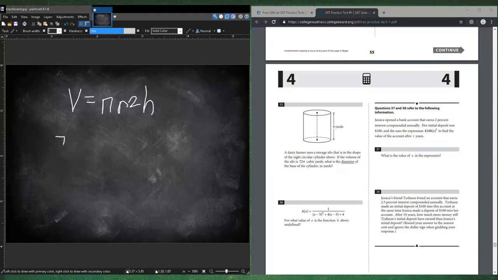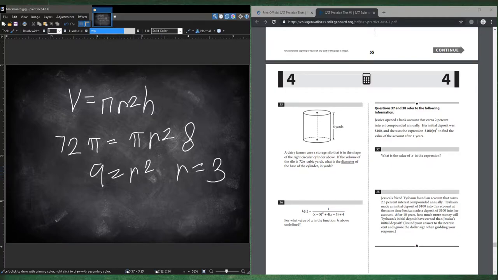So the volume we're given is 72 pi, equal to pi times radius squared times height. We don't know what the radius is, and we know the height is 8. So 72 pi divided by pi times 8 is 9. Radius squared equals 9, so the radius is equal to 3. The diameter is just 2 times the radius, so the diameter is just 6. So the answer is just 6.